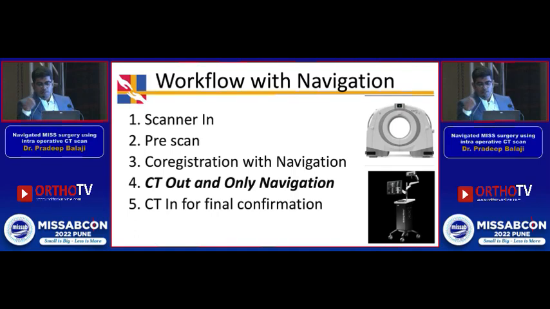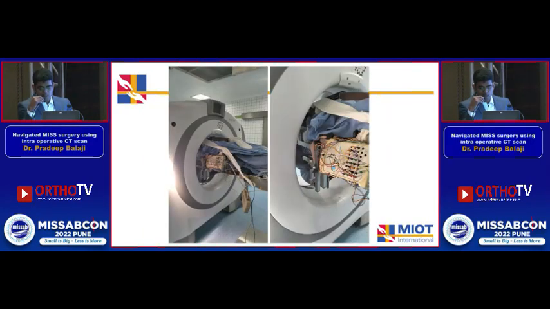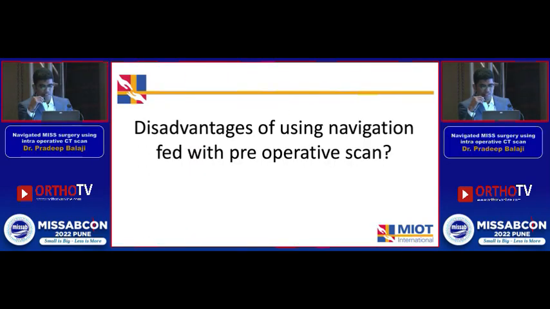So this is how the workflow with navigation goes. First we take a preoperative scan before the surgery. While taking the scan, the operating team need not be inside with the patient, and we co-register with the navigation. After this step, we take out the CT, and we work only based on navigation. After the surgery is over, we bring in the CT for confirmation. So this is an image of intraoperative CT being taken in our theater along with intraoperative neuromonitoring for the cases where it is required.